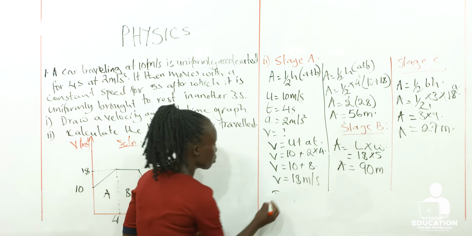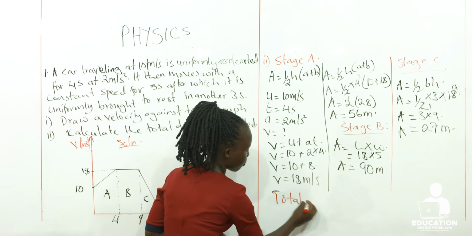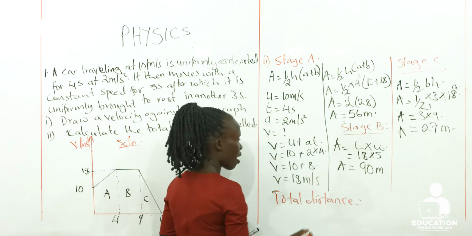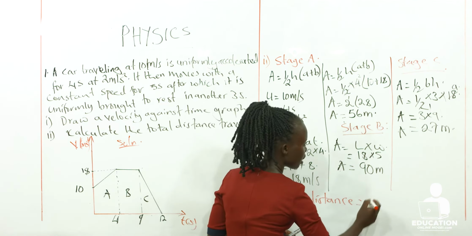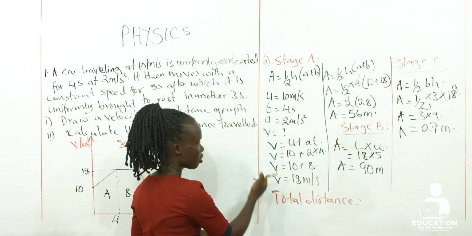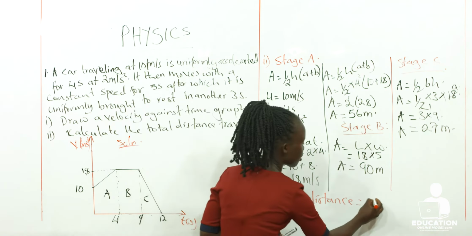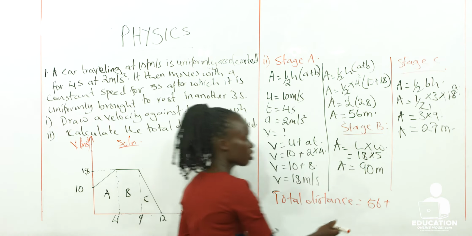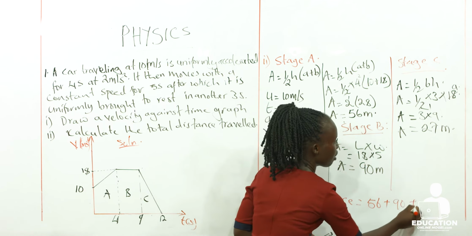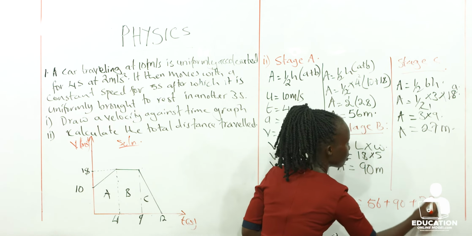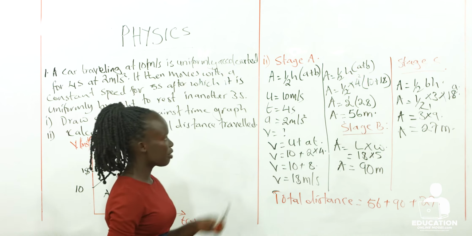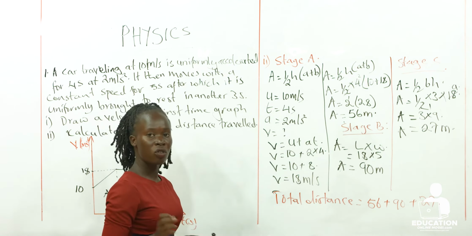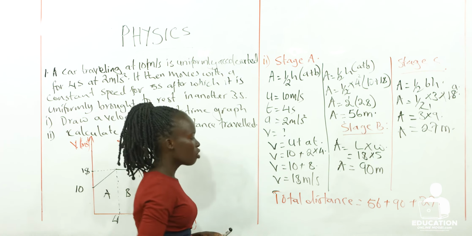So here, to get our total distance is equal to the distance of stage A, which was 56, plus the distance of the second stage, which is 90, and then plus the distance of the third stage C. So if we add all that, you will come up with the total distance covered by the body.